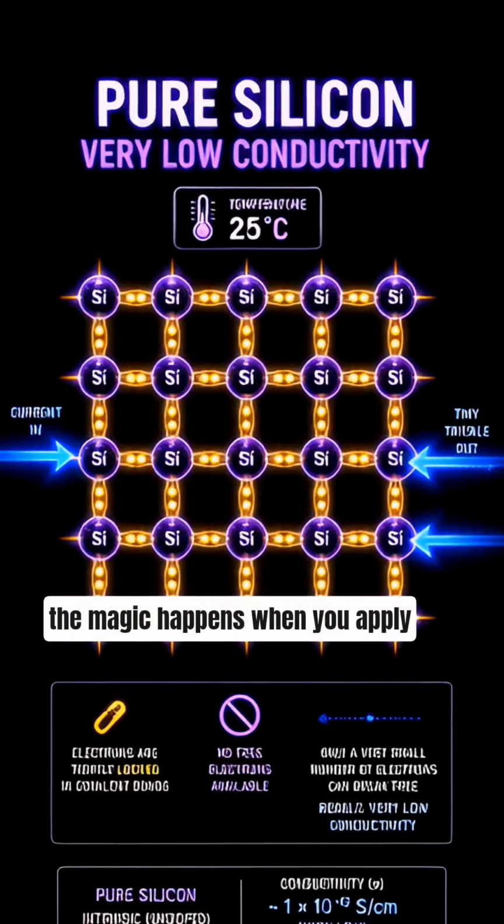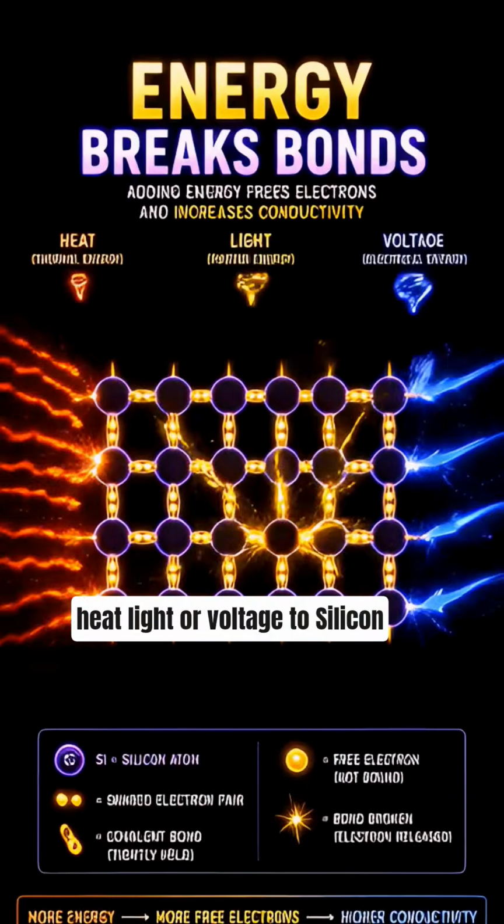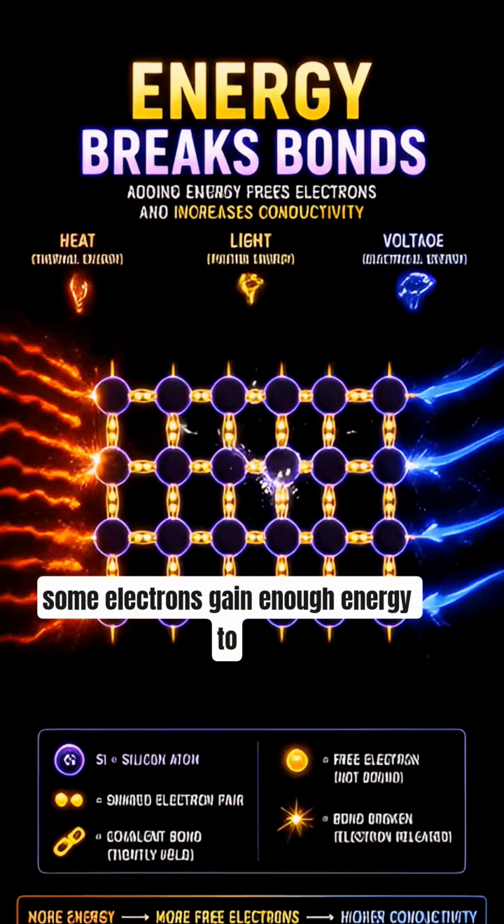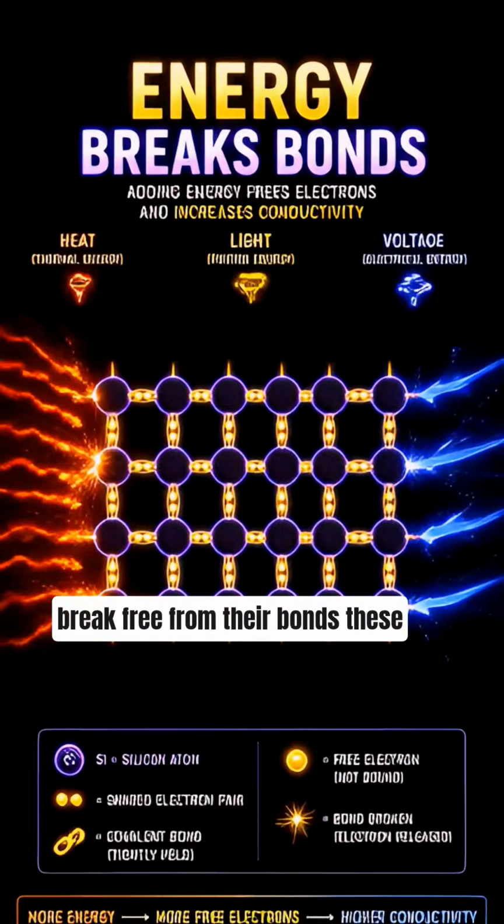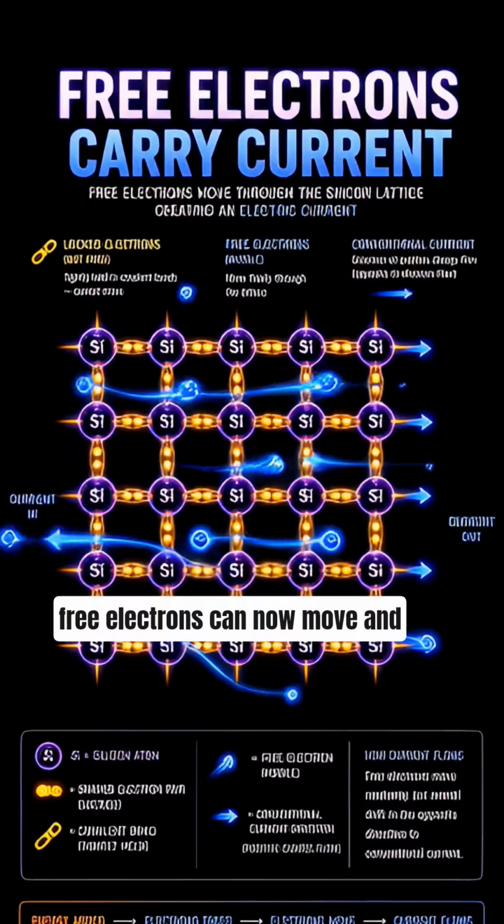But here is where the magic happens. When you apply heat, light, or voltage to silicon, some electrons gain enough energy to break free from their bonds. These free electrons can now move and carry current.